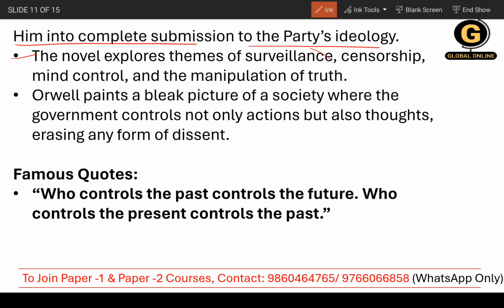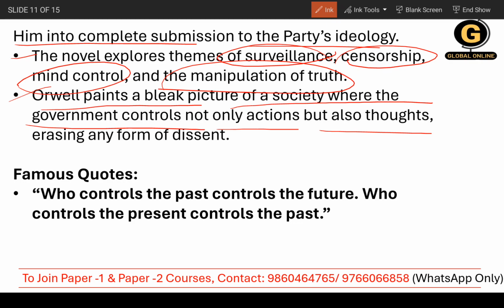The novel explores themes of surveillance, censorship, mind control, and the manipulation of truth, because they were manipulating. Even today's media is manipulating the truth. You can only see the half truth, and that is also a lie. Orwell paints a bleak picture of a society where the government controls not only action but also thoughts, erasing any form of dissent. Just imagine, you cannot think anything against the party. They will also control that. Very terrifying, yet the truth.